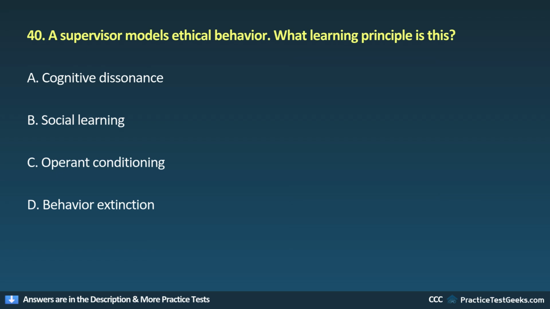40. A supervisor models ethical behavior. What learning principle is this? A. Cognitive dissonance. B. Social learning. C. Operant conditioning. D. Behavior extinction.